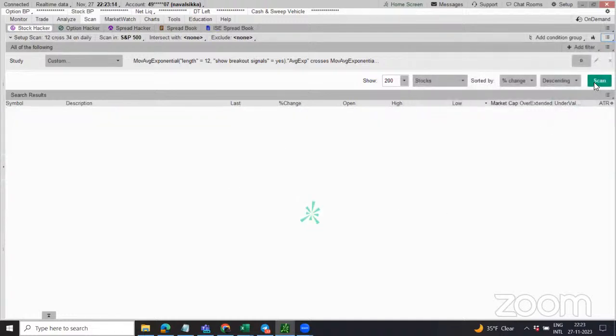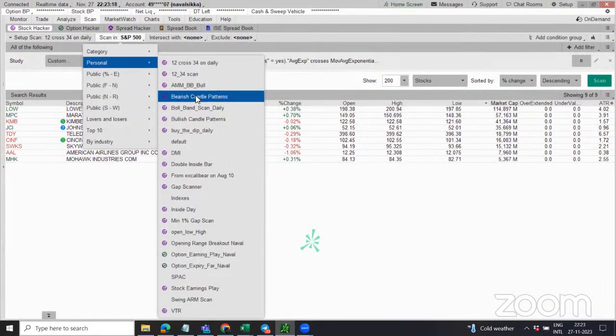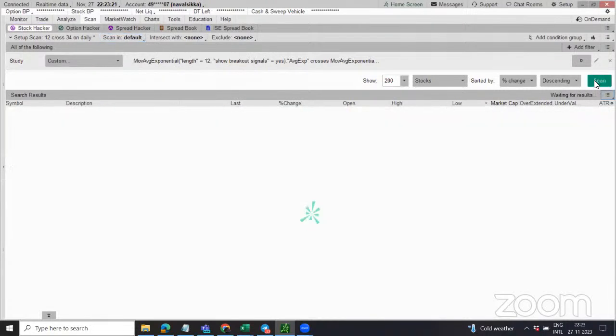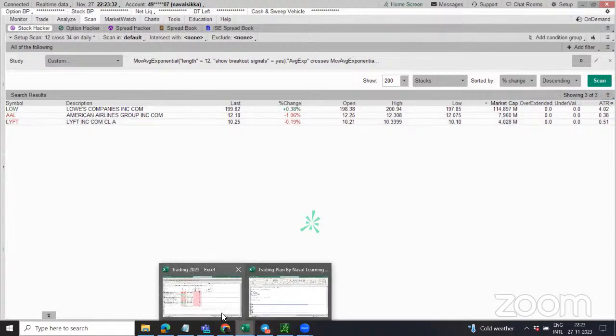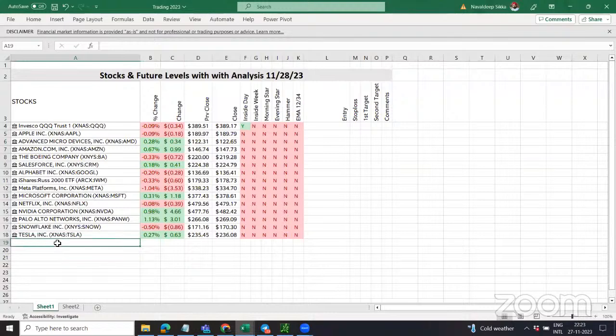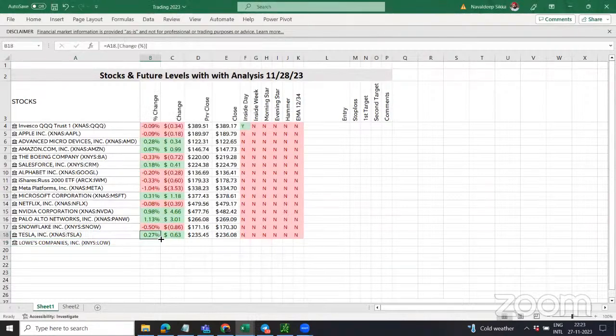So next time if I want to scan, I can simply come and scan. If I scan within my default, I will only get Lowe's and a few others. But I'm expanding it to S&P 500 because S&P 500 are very good companies. So now if I have to go into the sheet and add LOW, and this way if I have to add, I can replicate the fields.